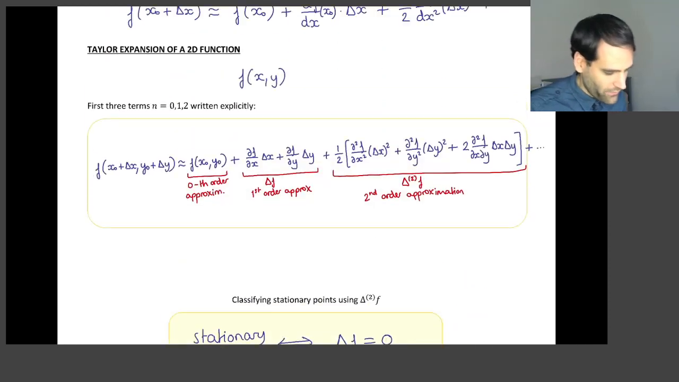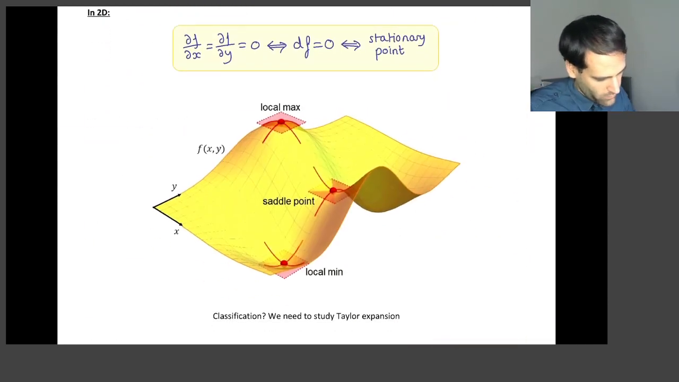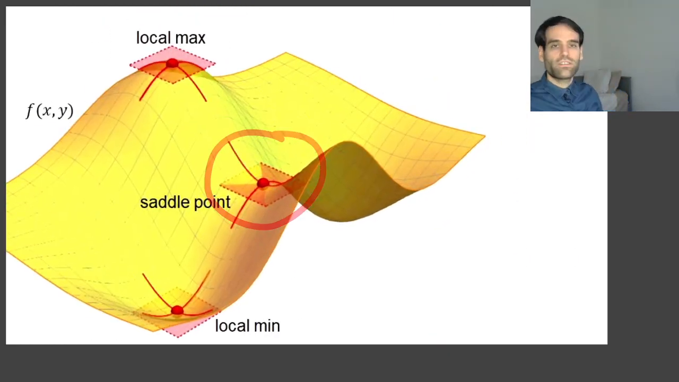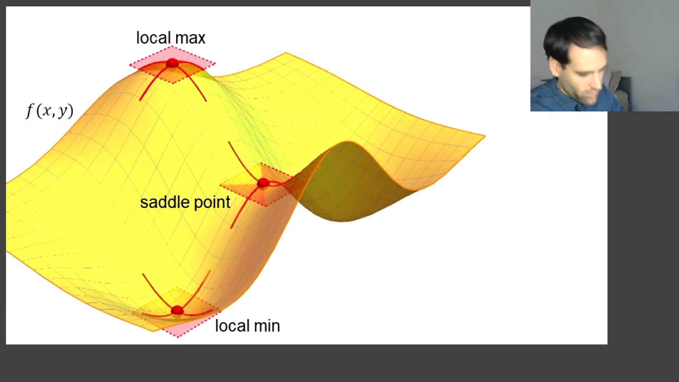Okay, so a saddle point is what we are drawing here, because it looks like the saddle of a horse, right? So you can see that this looks like a local minimum in one direction, but it looks like a local maximum in the other direction. So in total, this is a saddle point. The second order term in the Taylor expansion is positive in some directions and it's negative in some other directions. Okay?